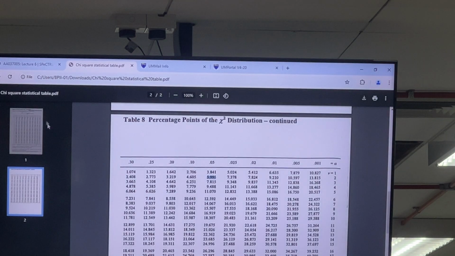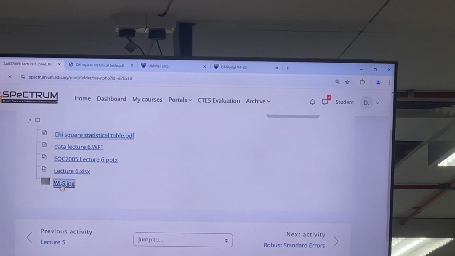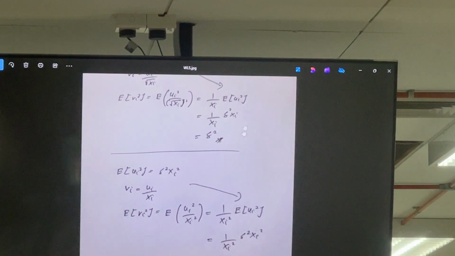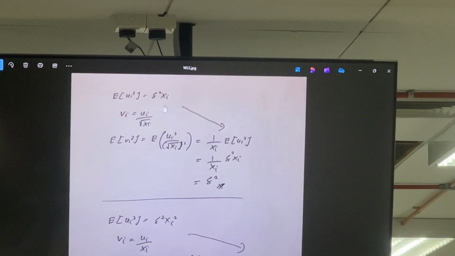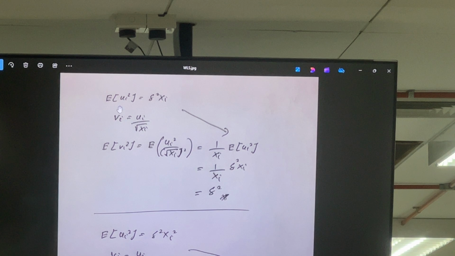If you refer to this one, I provided it in Spectrum. This is the proof, just like before, but for the case of unknown value. So given that vi equals this, the square of vi equals this.